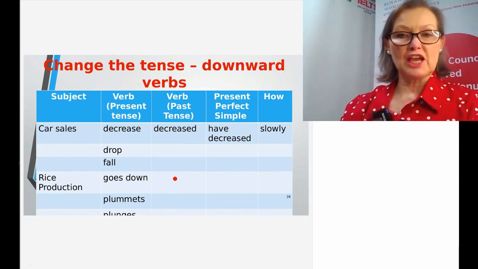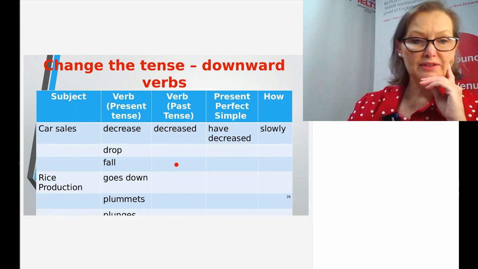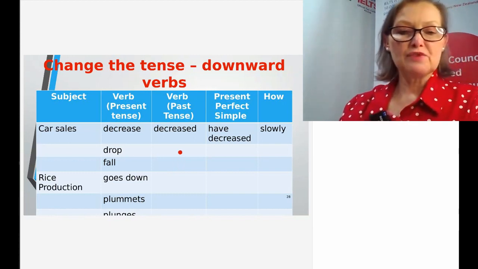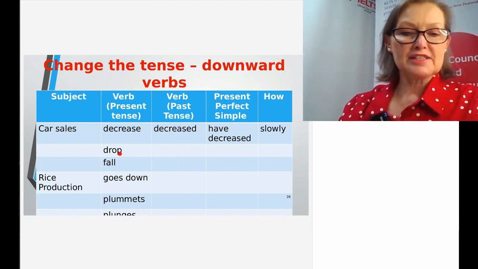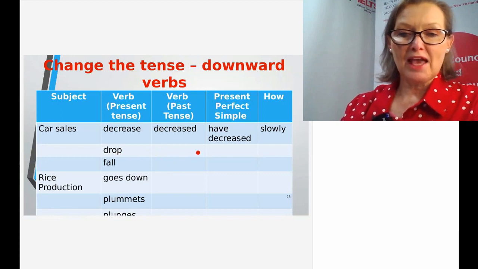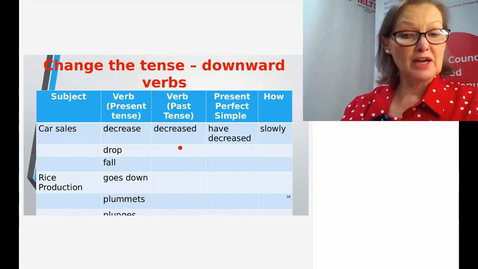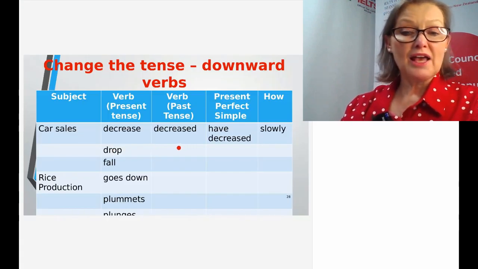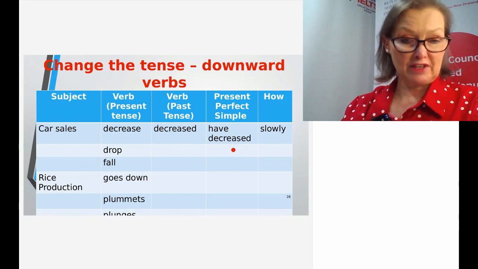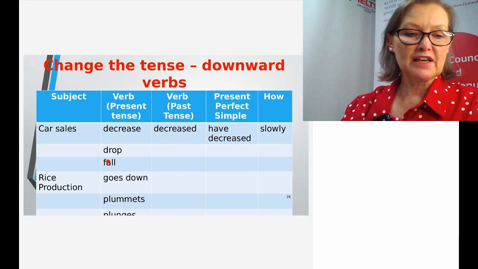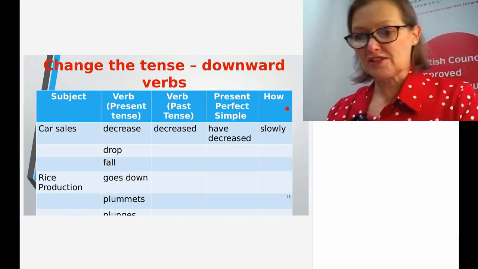And so we're just having a look at changing the tense of my downward verbs. Decrease, drop, fall, goes down. I'll just give you a minute to just extend them into the past tense and into the present simple tense. So for example, we're going to have drop. Last year prices dropped, and up to now prices have dropped. So very quickly, just fill in the others for the verbs fall, go down, plummet, and plunge.